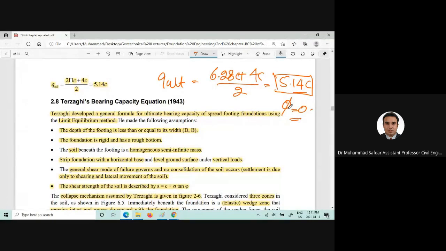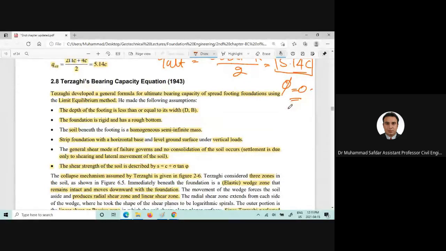Now we will move towards Terzaghi's bearing capacity equation, and here we will find out the bearing capacity for C and phi soils. Terzaghi's bearing capacity equation is valid for the strip footing, and it is based upon the limit equilibrium method. It should be applied for shallow foundations, where the depth of the footing is less than or equal to its width. The foundation should be rigid and rough.